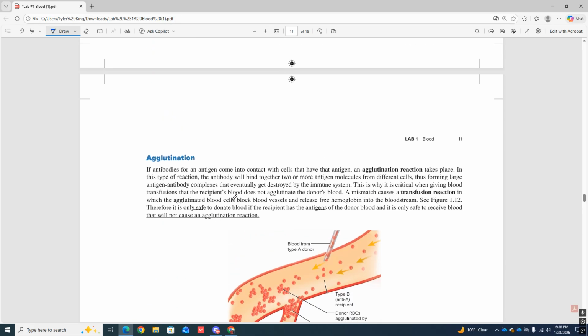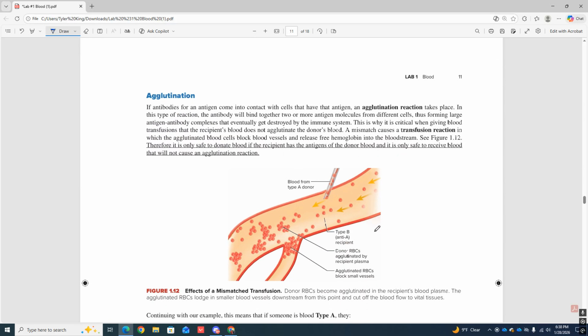So that's that. If for some reason you have a blood type such as an A that donated to a B, what's going to happen is, as we saw on Monday and Tuesday, this agglutination reaction, okay? In this type of reaction, the antibody will bind together two or more antigen molecules from different cells, thus forming a very large antigen-antibody complex that eventually will get destroyed by the immune system, all right? This is why it is critical when giving blood transfusions that the recipient's blood does not agglutinate the donor's blood. A mismatch causes a transfusion reaction in which agglutinated blood can block blood vessels and release free hemoglobin into the bloodstream, as seen here in this picture, okay?